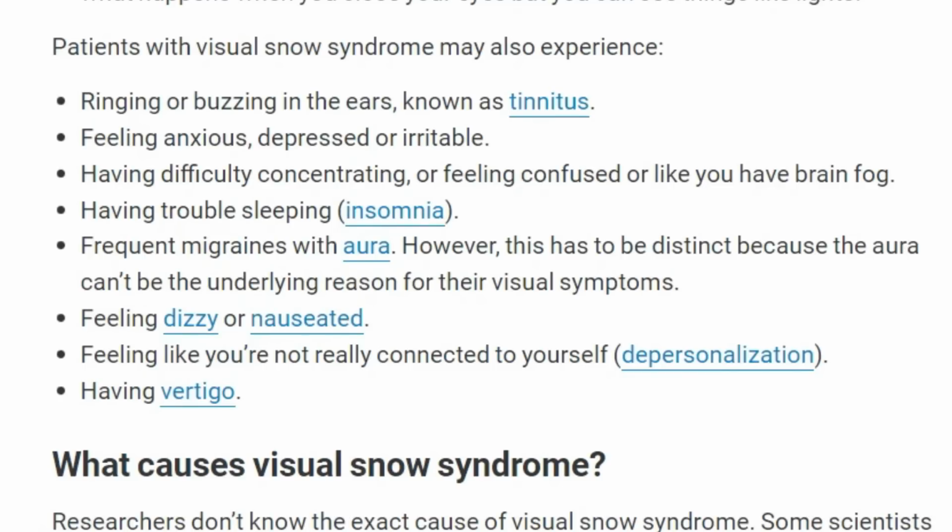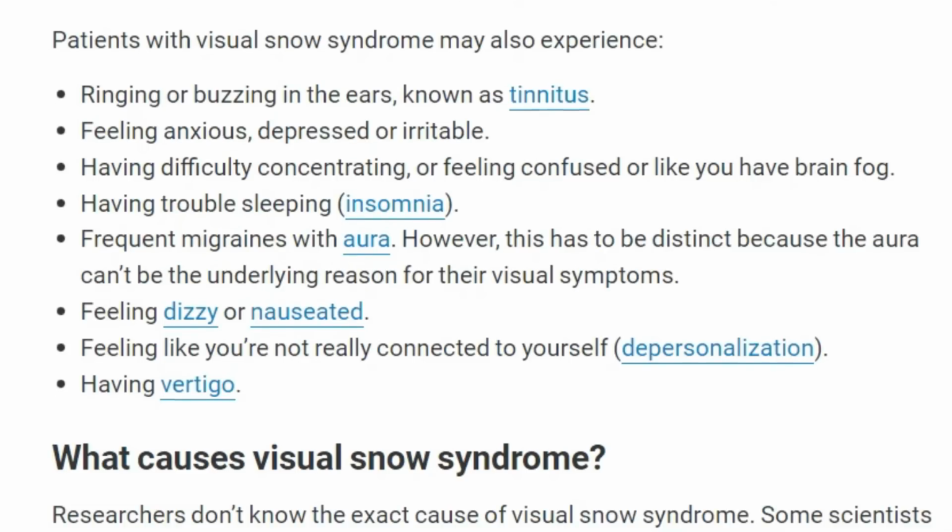Patients with visual snow syndrome may also experience ringing or buzzing in the ears, known as tinnitus, feeling anxious, depressed, or irritable, having difficulty concentrating or feeling confused or like you have brain fog, having trouble sleeping, insomnia, frequent migraines with aura. However, this has to be distinct because the aura can't be the underlying reason for their visual symptoms. Feeling dizzy or nauseated, feeling like you're not really connected to yourself, depersonalization, having vertigo.